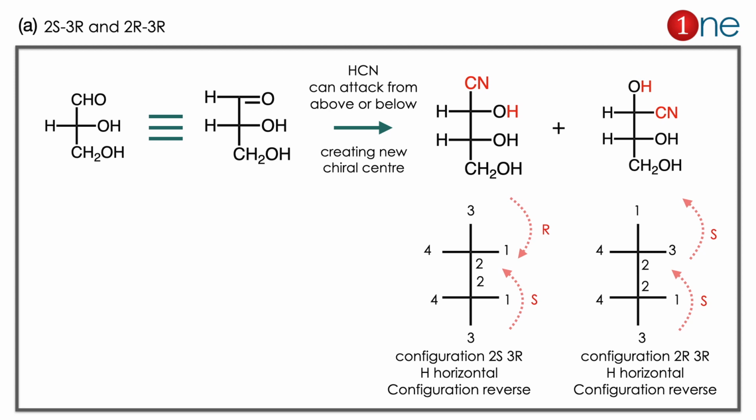Here the concept you have to learn is whenever you create a new chiral center with an already existing chiral center, you might end up with diastereomer.